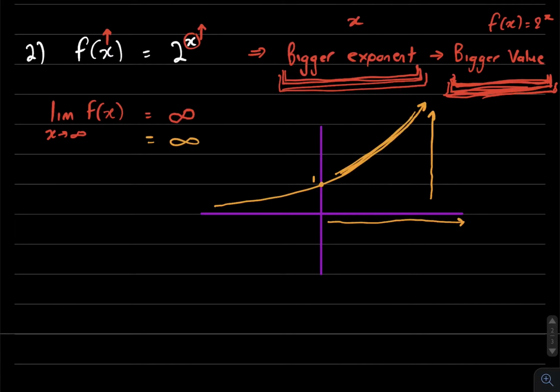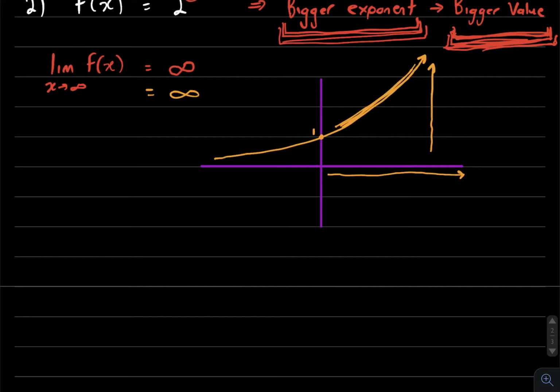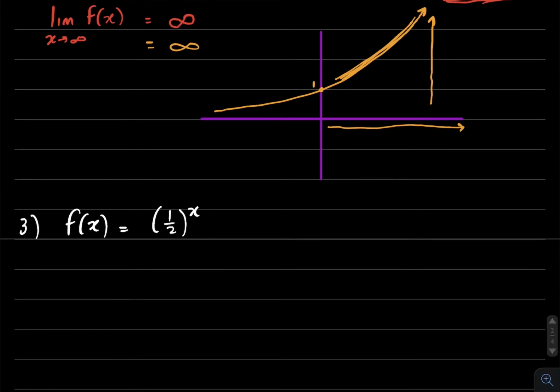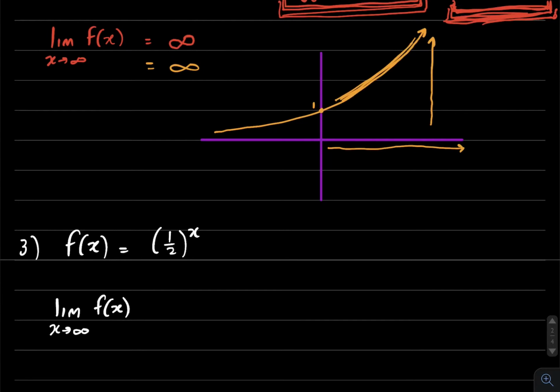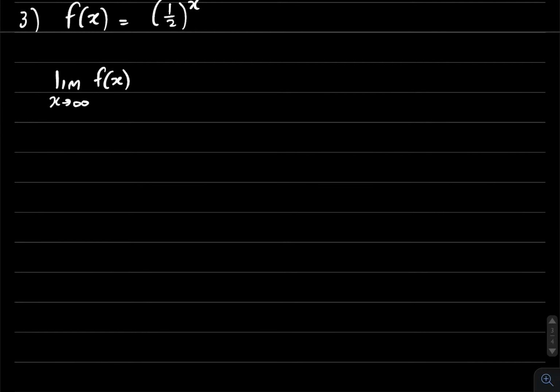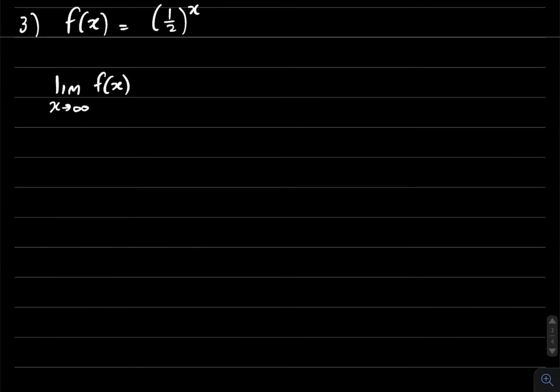Alright, so let's look at our next example. Let's say that f of x was equal to 1 over 2 to the power x, and we want to evaluate the limit as x approaches infinity of f of x. Okay? So we want to do this without drawing out the graph. We can draw the graph afterwards to confirm our answer. So how does this behave? What does it look like as x gets bigger?